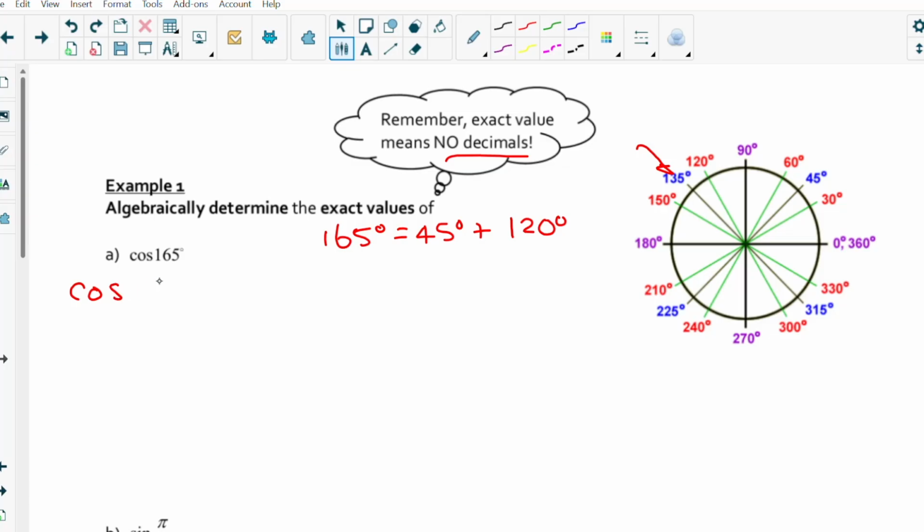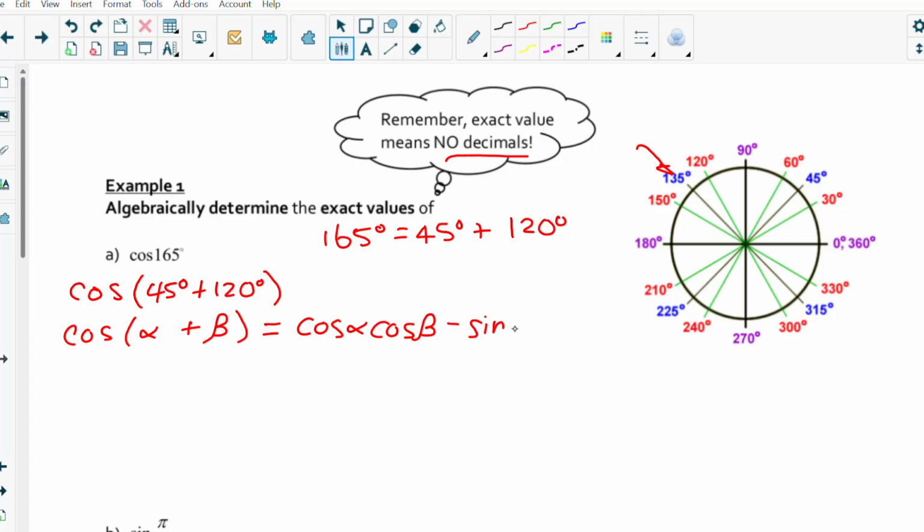So I rewrite it like this. Cosine of 165, that is cosine of 45 degrees plus 120 degrees. Well, right underneath it, I'm going to write my cosine sum identity. Cosine of alpha plus beta, well, from our formula sheet, that's cosine of alpha cosine of beta minus sine of alpha sine of beta. So in this case, I am substituting in alpha equals 45 degrees, beta equals 120 degrees.